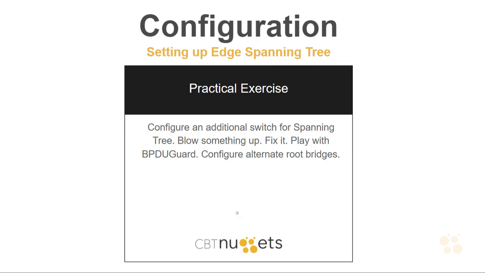I want you to configure alternate root bridges in case the primary goes down. I want you to live in a sandbox called Spanning Tree Protocol. The more you chew on it, the more delicious it will become.